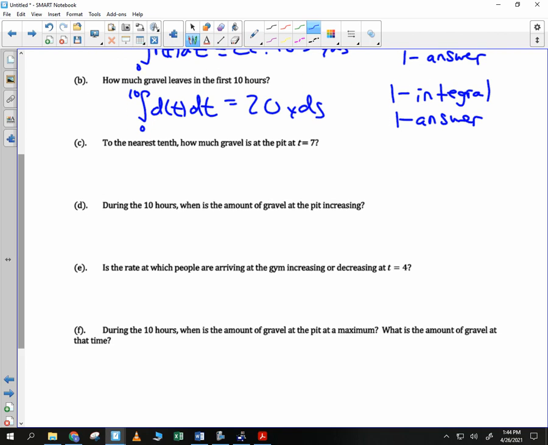To the nearest tenth, how much gravel is at the pit at time t equals 7? Well, it's your start plus your displacement. That's going to be the amount that arrives from 0 to 7, so the integral of R of t dt, and then minus the amount that departs, the integral from 0 to 7 of d of t dt. I want to be clear, if you put these two integrals together, that's fine. You don't have to separate them. Yes? I can't state for sure, but if you asked me to specify, my guess is that they would be marking a point off for that.